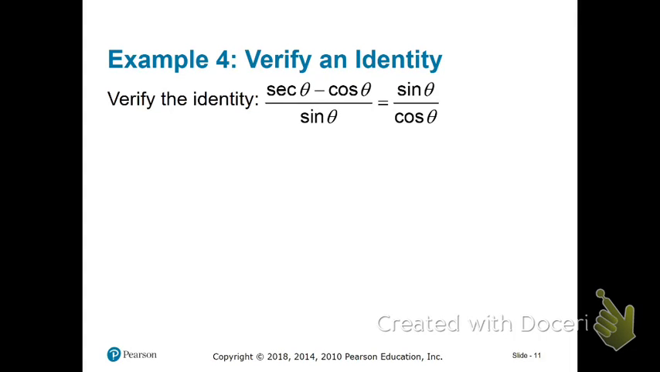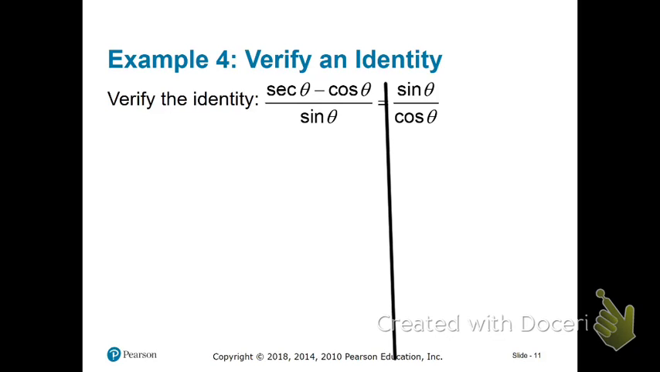All right, so for example, verify this identity. Do you want to work on the left side or the right side? On the left side. All right, so I need a sine over cosine when I get to the bottom, okay? So, what can we do?